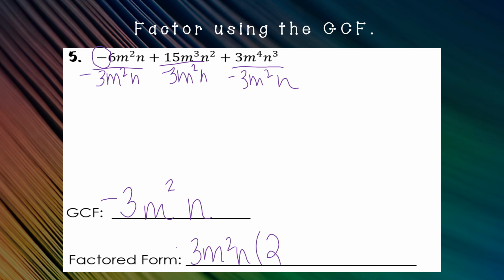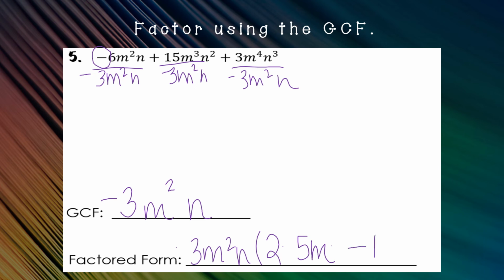15 divided by -3 is -5. I have an m cubed up top, so 3 m's up top, and I'm going to take 2 away. That's going to leave me with just a single m. I have an n squared up top, and I'm going to take 1 away, so that leaves me with a single n. 3 divided by -3 is -1.